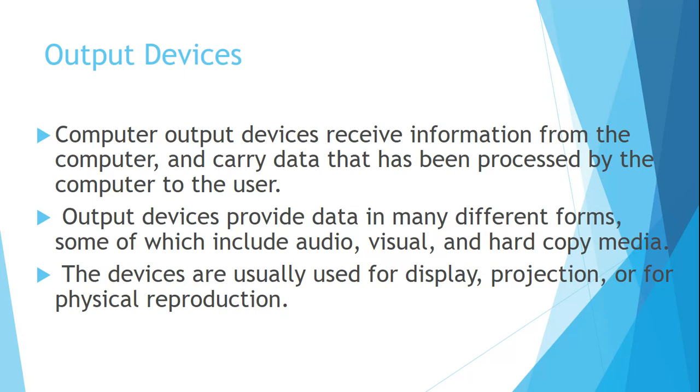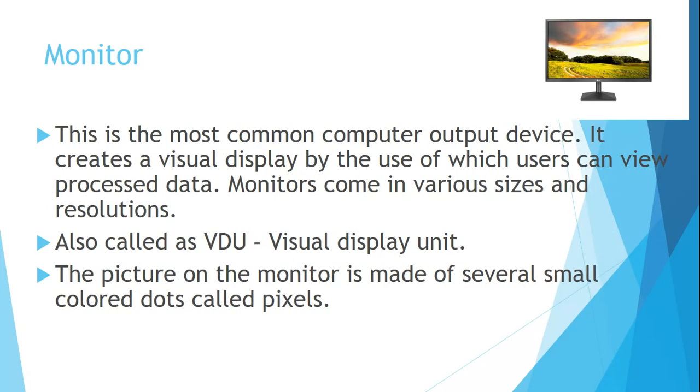If you are using a printer, it will give you the output in the form of hard copy. If you are using a monitor or a projector, it gives you output in visual format. And if you are using a speaker, it gives you an output in audio format. Some of the most important output devices.